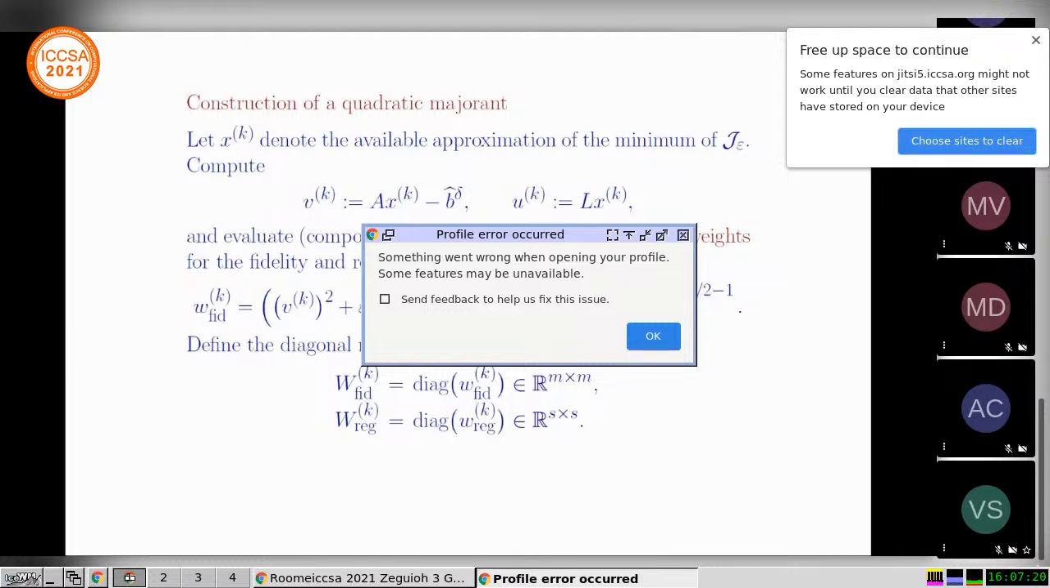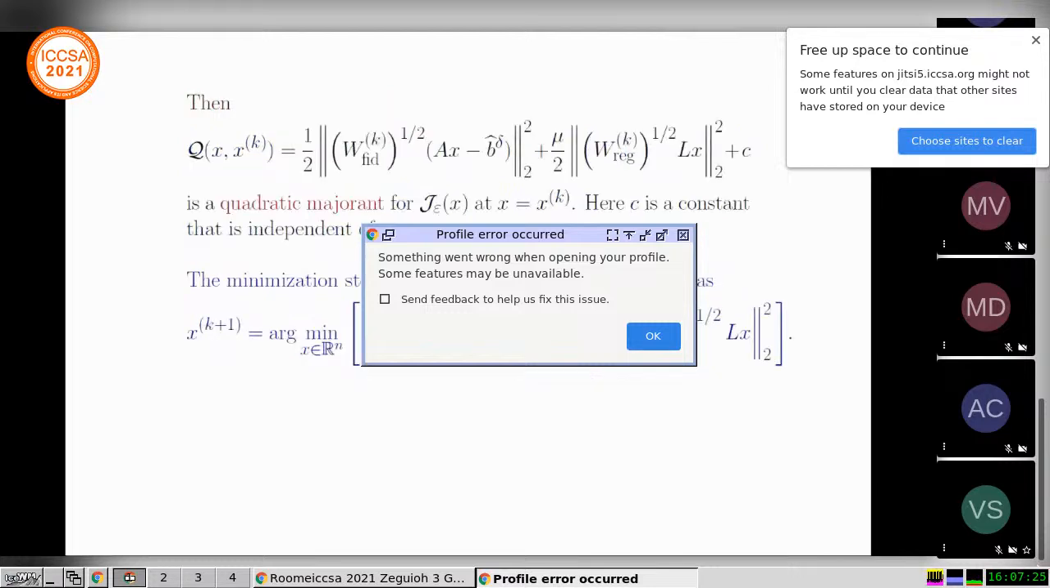So then we stuff these vectors into a diagonal matrix. Next, please. And this defines our majorant. So here it is, the Q is our majorant. C is some constant which is independent of X. So our next step is we find the minimum of this problem, and that gives me my new approximate solution. That's what you see on the bottom of the slide.